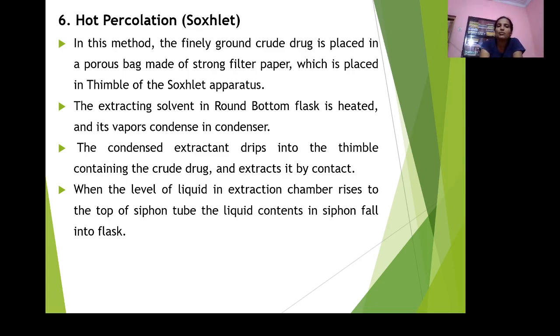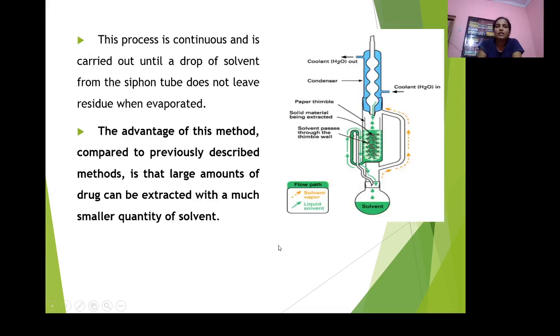When the level of liquid in the extraction chamber rises above the top of the siphon tube, then all the liquid contained in the siphon tube falls into the flask. Next, this process is continuous, and it should be carried out until a drop of solvent from the siphon tube doesn't leave any residue when it is evaporated.